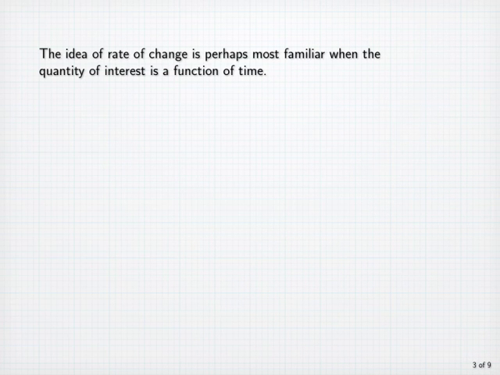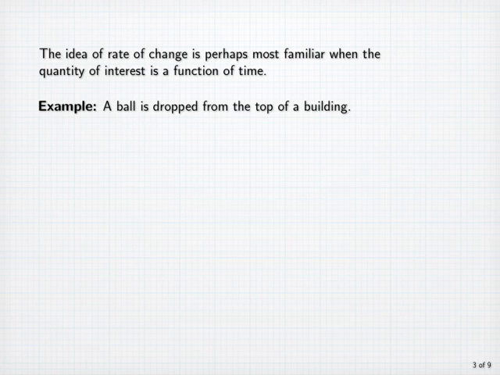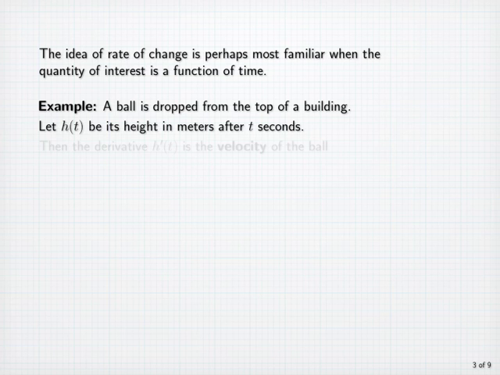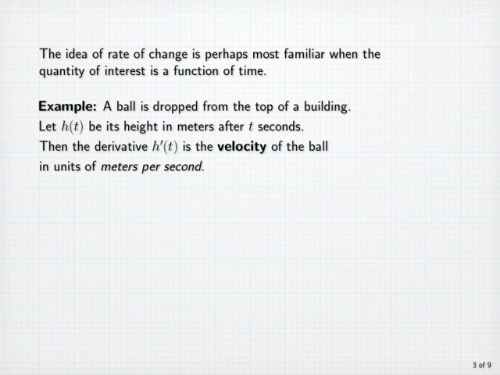The idea of rate of change is perhaps most familiar when the quantity of interest is a function of time. For example, a ball is dropped from the top of a building. Let h of t be its height in meters after t seconds. Then the derivative h prime of t is the velocity of the ball in units of meters per second.